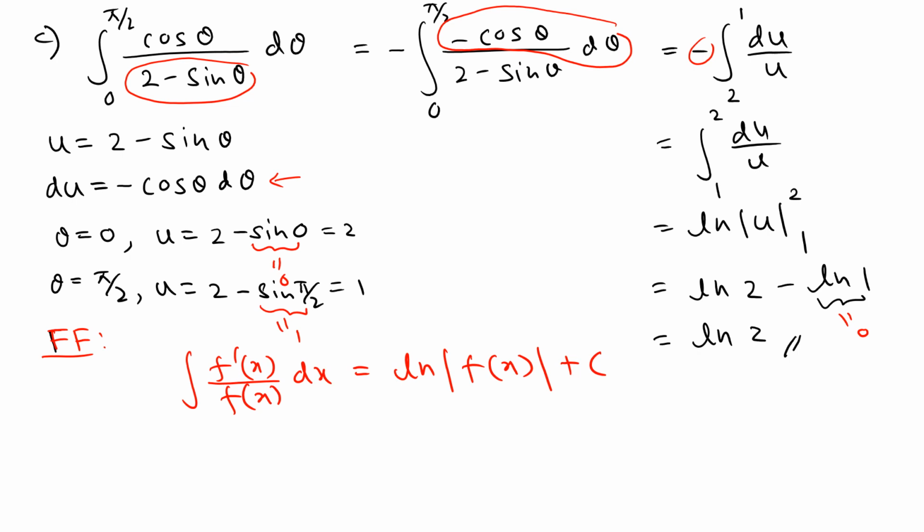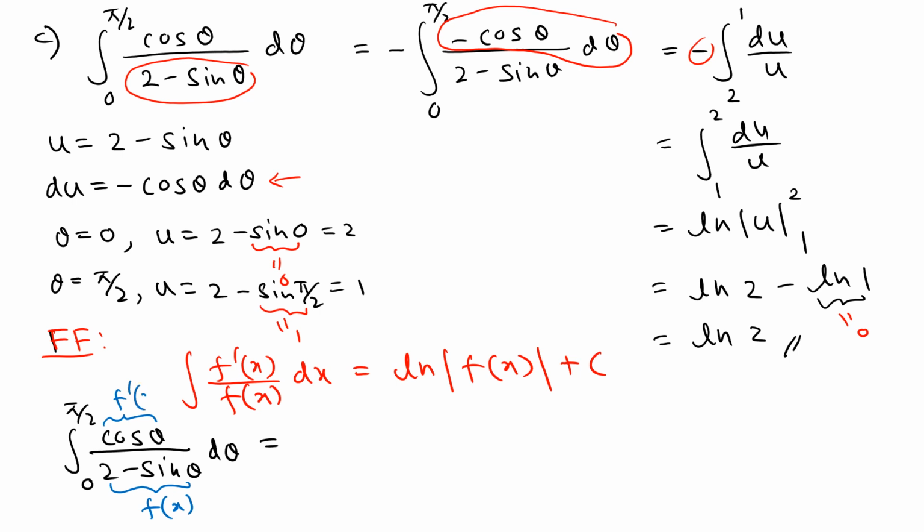Good. Now let's start with the problem. It is the integral from 0 to pi over 2 of cosine theta over 2 minus sine theta d theta. The first thing you notice is we look at the function, that's the function, and then this is the derivative, right? I just used x in the formula, but it would be better to use f theta. Okay, good.